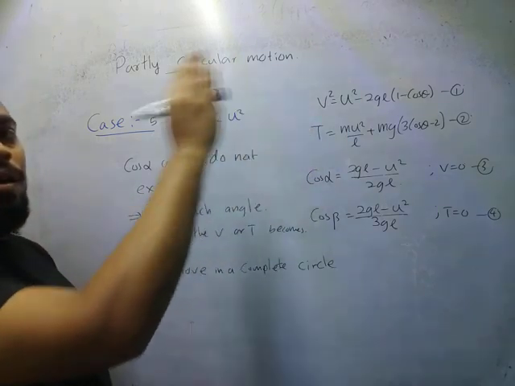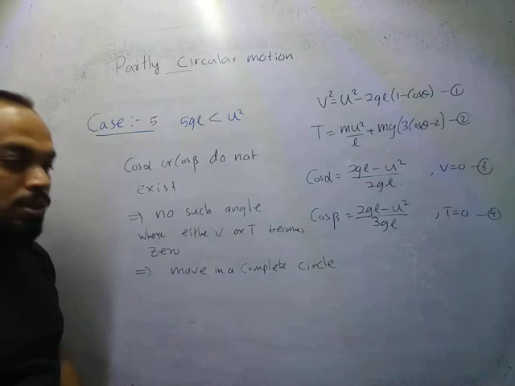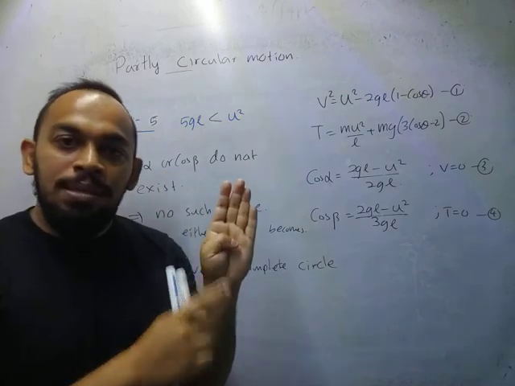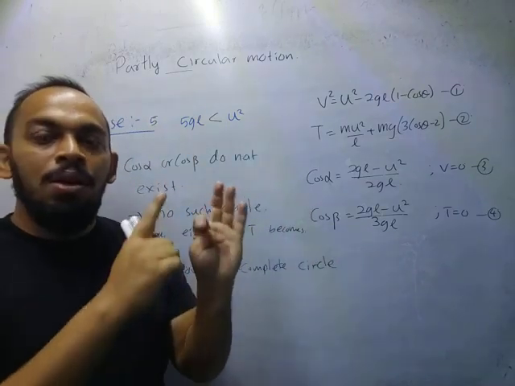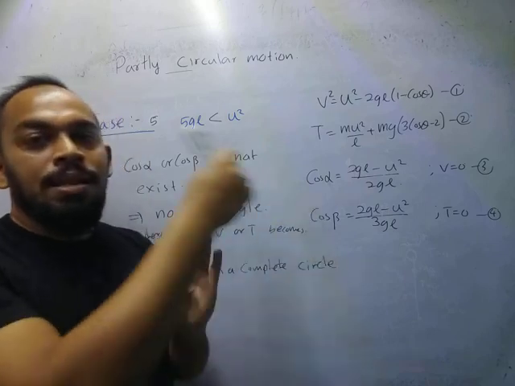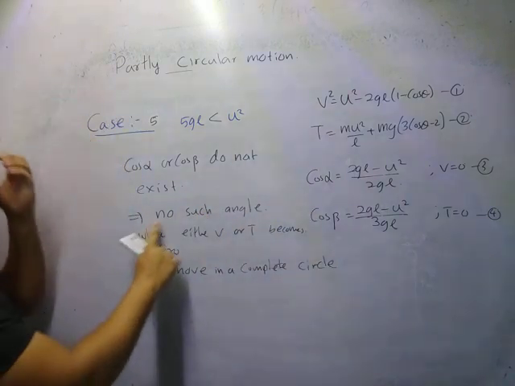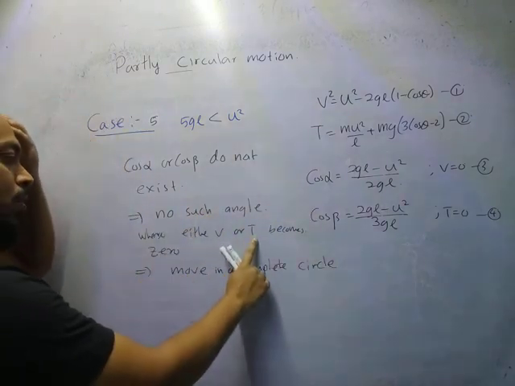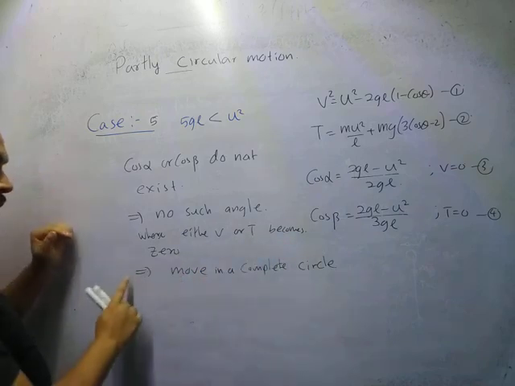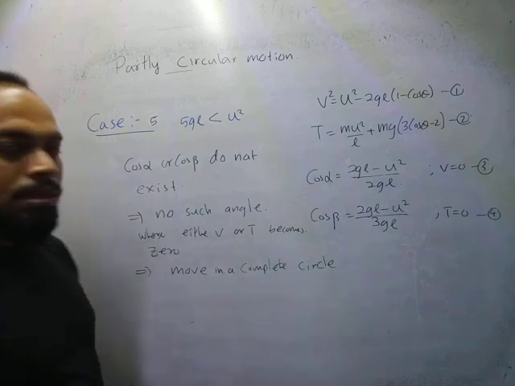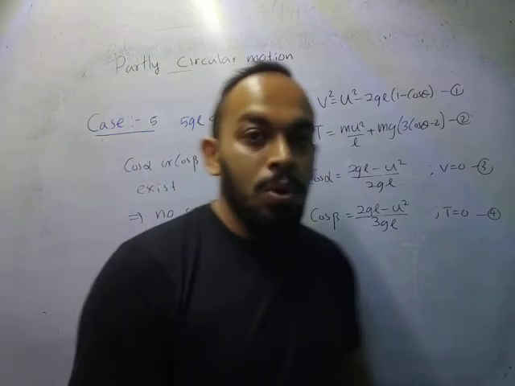And always there will be velocity and always there will be tension. Always tension means it will definitely move in a circle. Always V means it definitely has kinetic energy. So there is no such angle where either V or T becomes 0. That implies it moves in a complete circle. So this is our model.